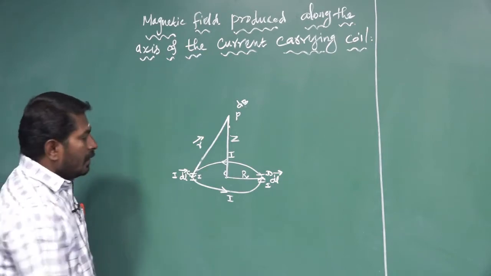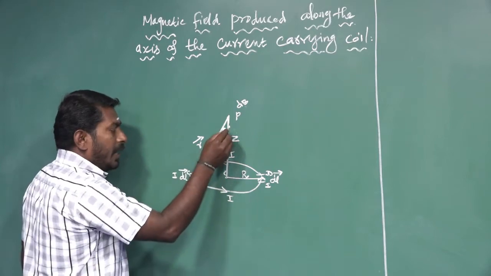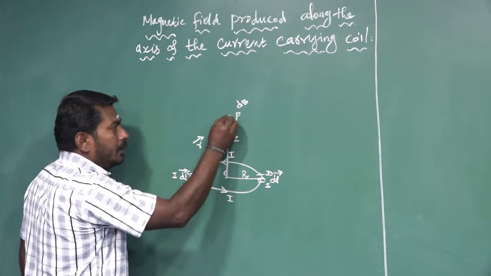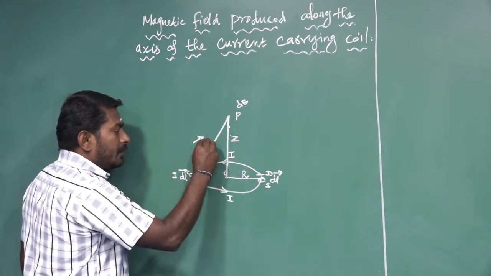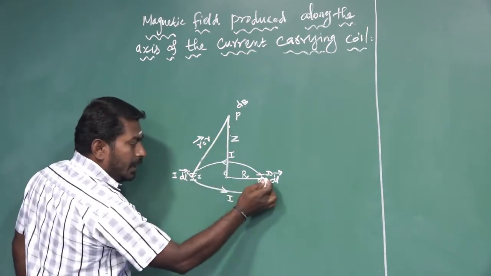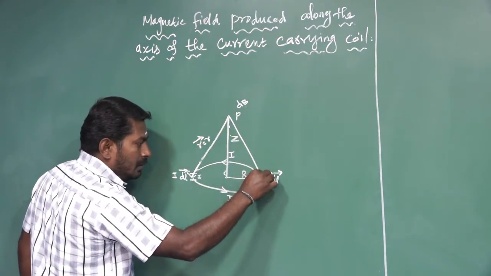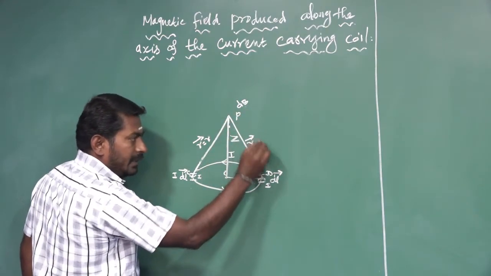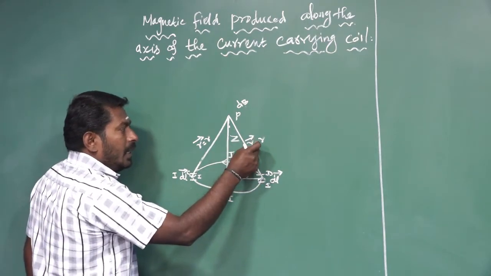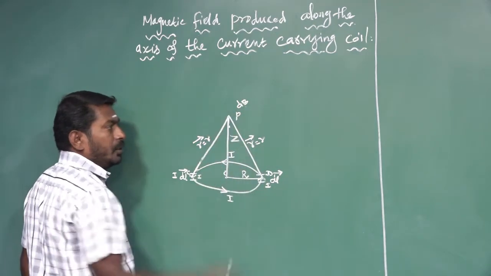The r vector is the vector line joining the current element at point C to this point P, and its magnitude is r. For the diametrically opposite element, the r vector is the line joining the current element at point D to this point P.